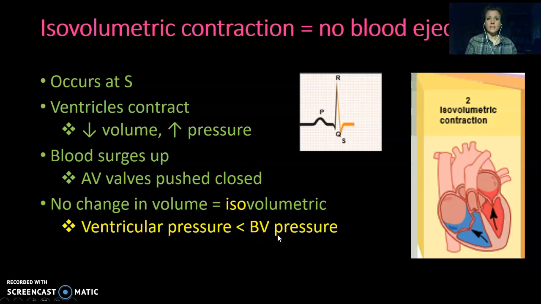Okay, as I said before, isovolumetric contraction simply means that we have no blood ejection. We are not changing the volume of our blood yet. So whenever the ventricles contract, we're going to start to increase the pressure inside of those chambers and decrease the volume of those chambers. And then, like I said, the blood is going to surge up and close the valves. But at this point, we have no change in the volume of blood.